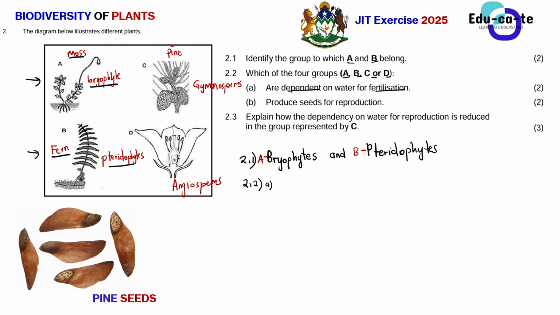Alright, so those are the two groups that depend on water for fertilization. The gymnosperms and the angiosperms don't depend on water for fertilization, but otherwise for a plant to grow you need some water, right? But basically for fertilization they've got their own seeds and they've got pollen and whatnot.